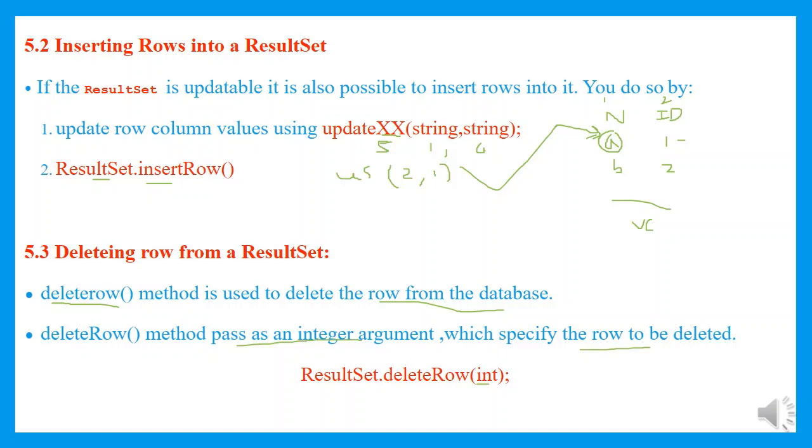Suppose I want to delete the row at index 0. The row 0 value is name A and 1. So I want to delete the information about the row at index 0. Then I will pass the index value 0 to the deleteRow method. When I pass the index value 0 to the deleteRow method, the 0th row will be deleted from the table employee. This is how we delete a value from the table.